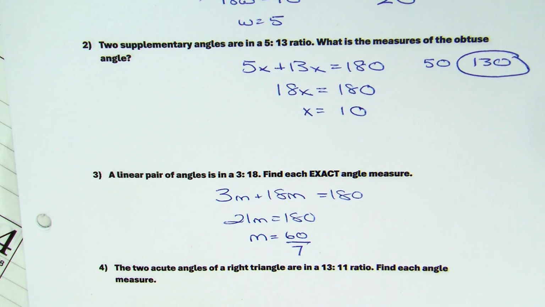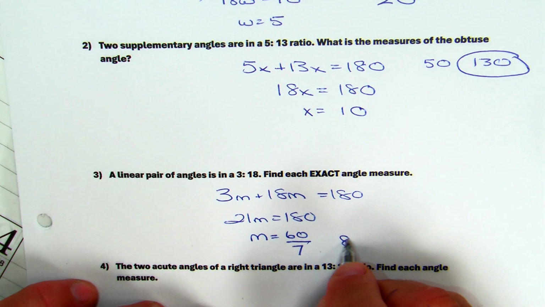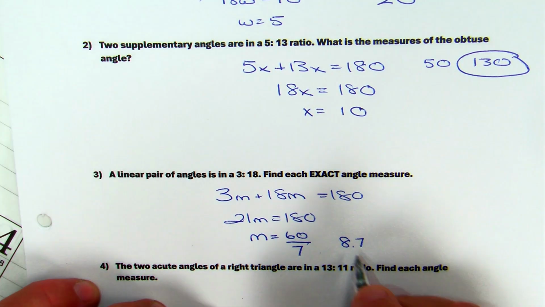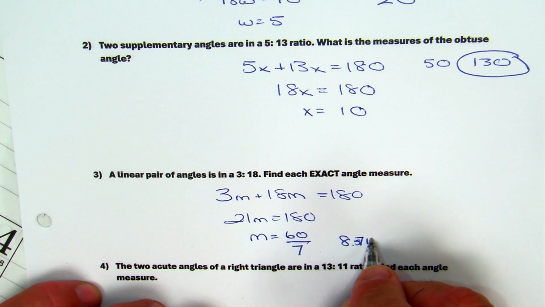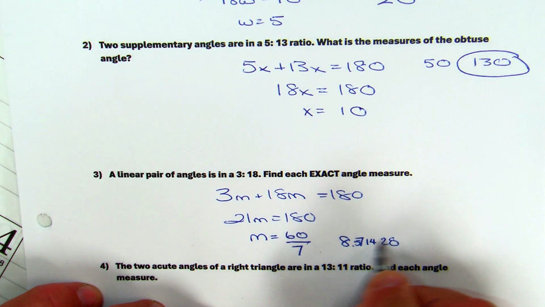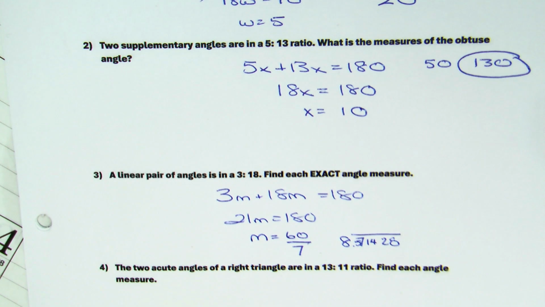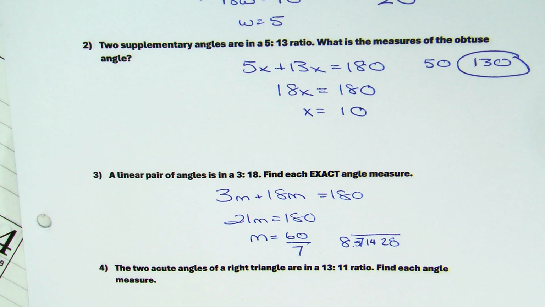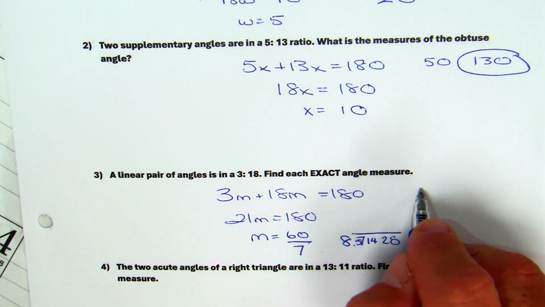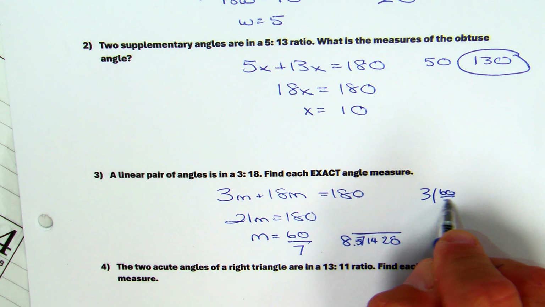Fractions with a denominator of 7 are fantastic because it takes 6 digits for them to repeat themselves. So if you're asked for the right answer and you want the exact answer, you have to remember that that is 8.571428, all of which repeats. Notice in all caps it is what? Exact. Now, I take the 3 multiplied by 60 over 7.